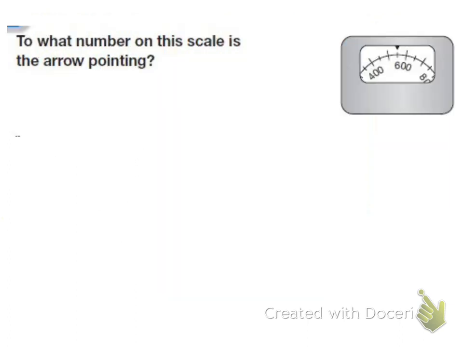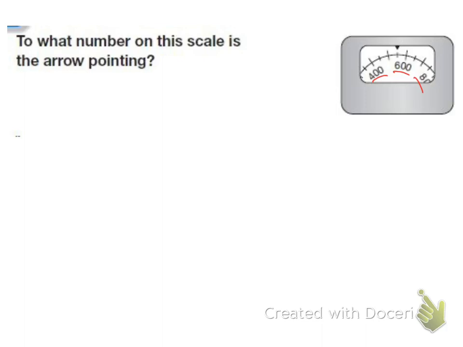Okay. So we can also have a scale, and this is a scale like you would have on a bathroom scale, okay, measuring weight. So what number is this scale pointing to? Okay, so if you move along the curve towards the right, you can see the numbers are getting bigger. We go 400, 600, and that would be 800.